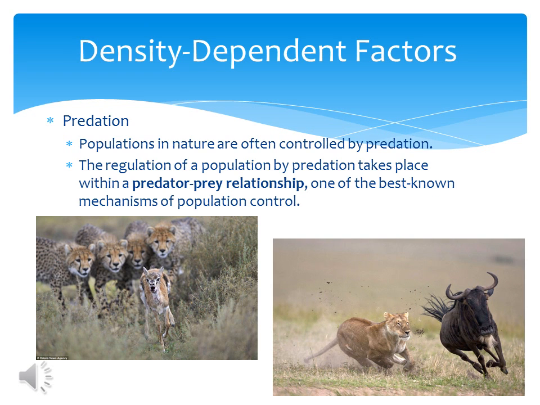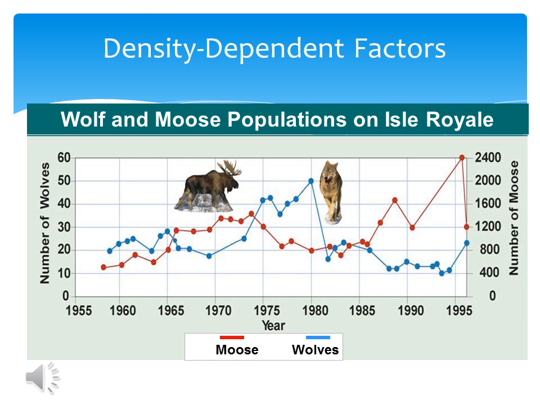Predation. Populations in nature are often controlled by predation. The regulation of a population by predation takes place within a predator-prey relationship, one of the best-known mechanisms of population control. The relationship between moose and wolves on Isle Royale illustrates how predation can affect population growth. In this example, the moose population was also affected by changes in food supply, and the wolf population was also affected by disease.